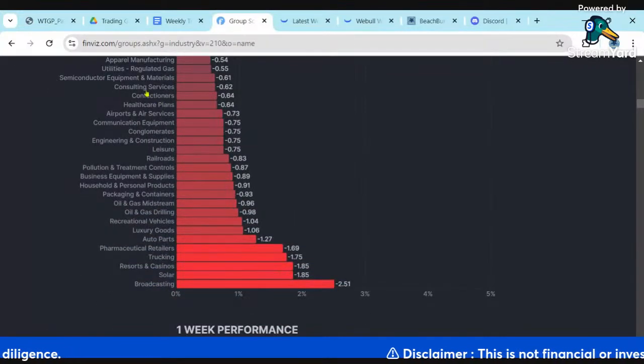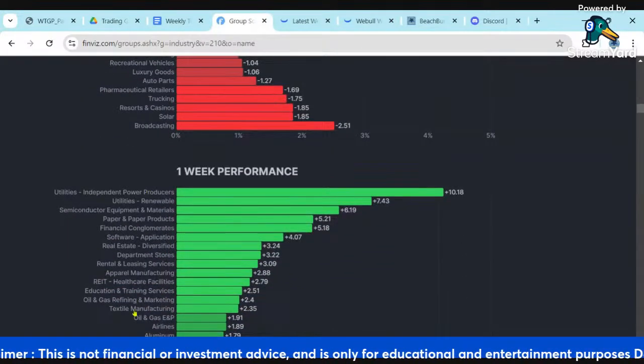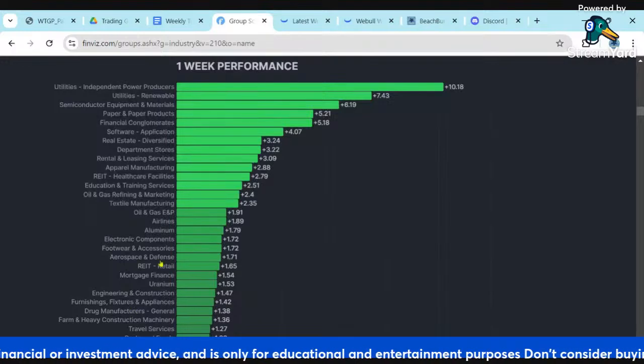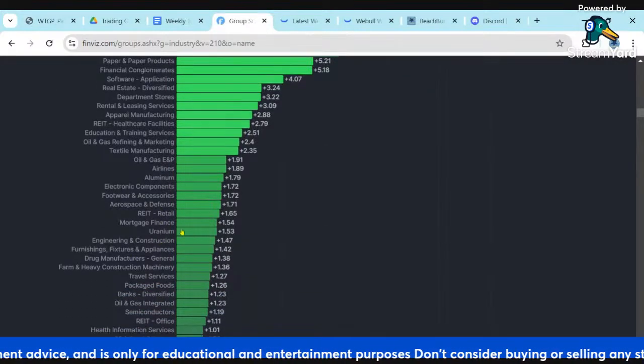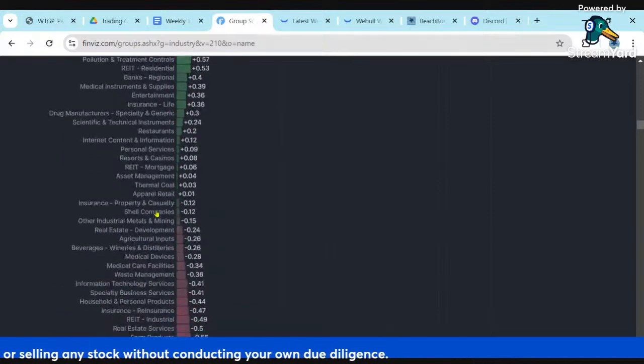Weakest sectors: airports, auto, trucking, solar for the week. Again, utilities, real estate, energy, strong, some rebound. You see uranium rebounded a little bit for the week, but again, for the month, it's been trending down. Aluminum up, oil up a little bit. Some REITs.